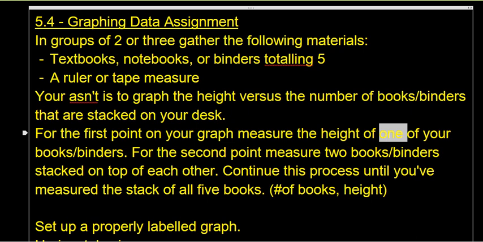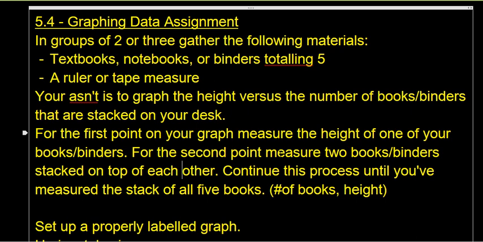So you take one textbook, or your one little skinny notebook, or your one binder, whatever. They're all going to be a little bit different heights, okay? And you're going to measure one of them, the height from the top of the desk. So your first point is going to be 1, comma, the height of your book. And the scale will be centimeters, but we'll cover that in a bit. For the second point, now you stack another book on top of the first one and you remeasure.